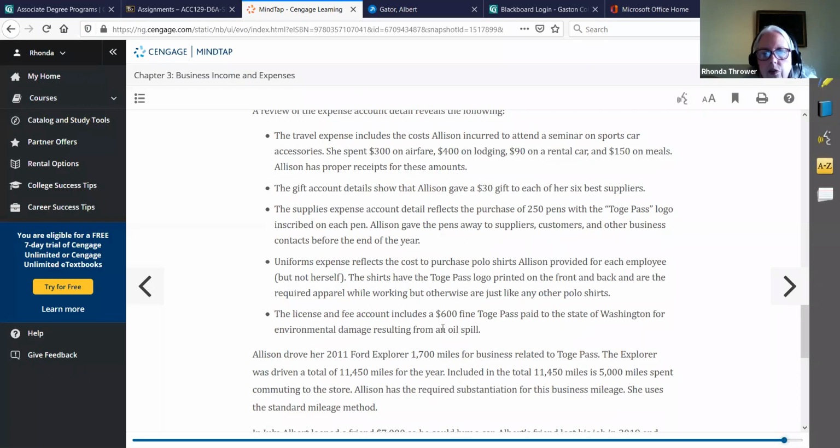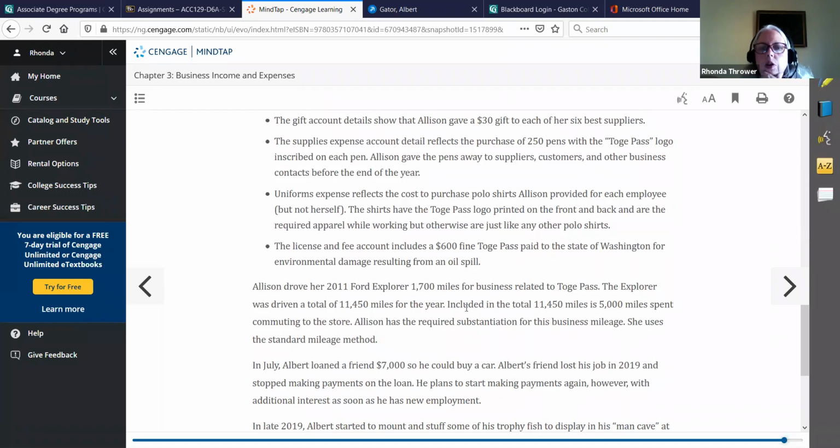And then the license and fee account, we've talked about that already. And then we talked about the fact that she drove her Ford Explorer 1,700 miles that was for business purposes, that was related to Toad Pass, and we multiplied that by 58 cents per mile, and that gave us the vehicle expense.